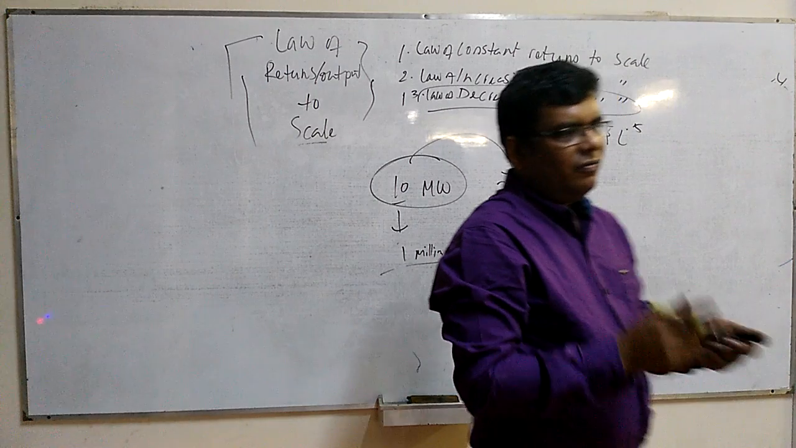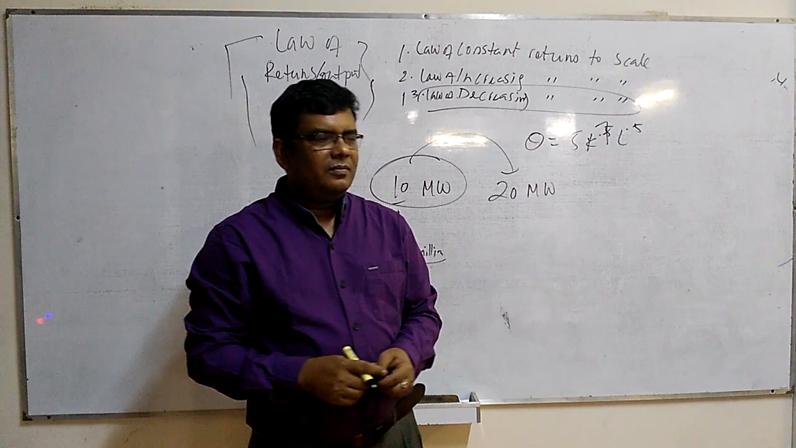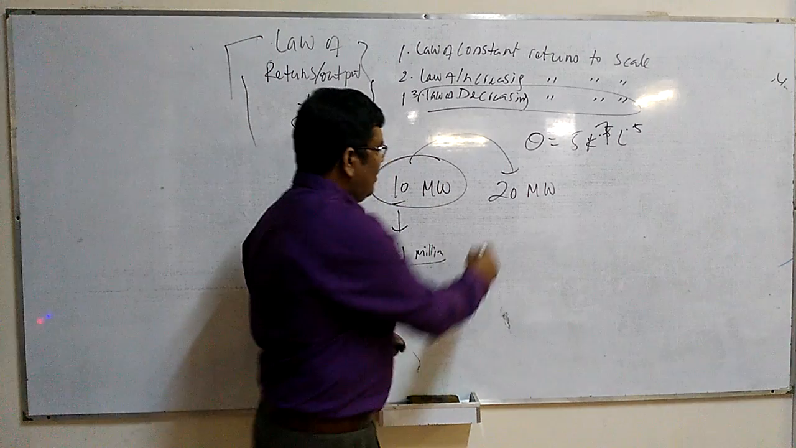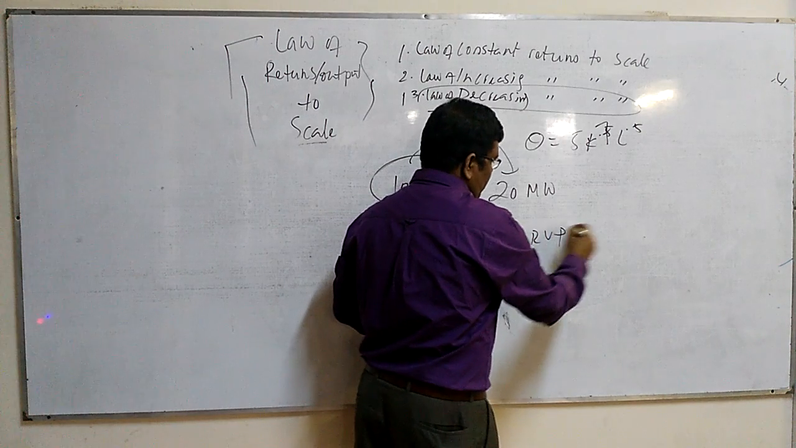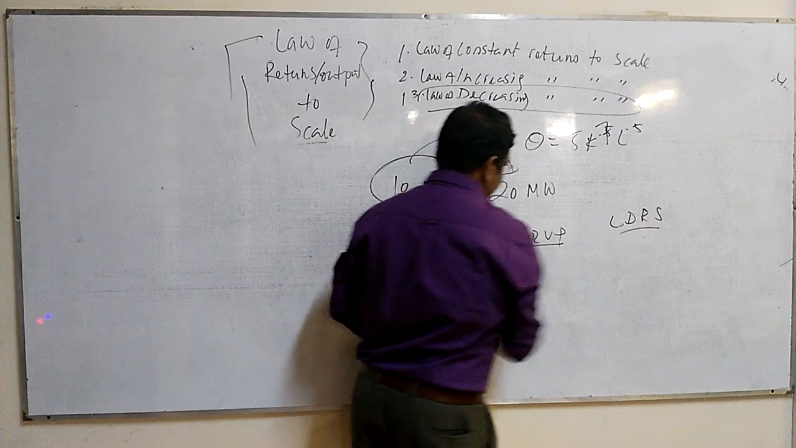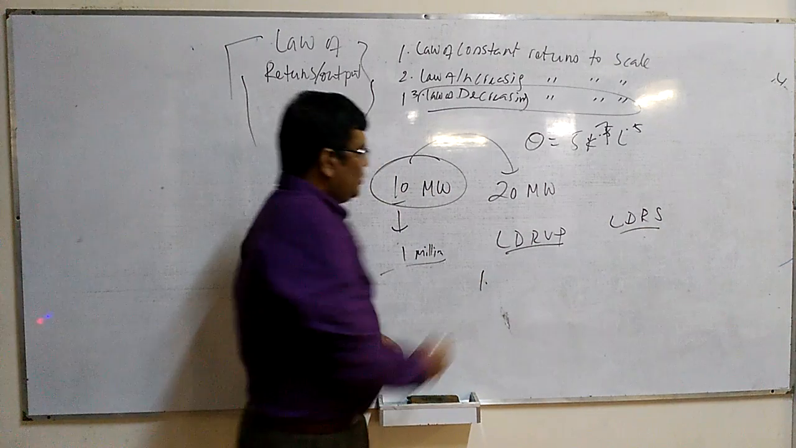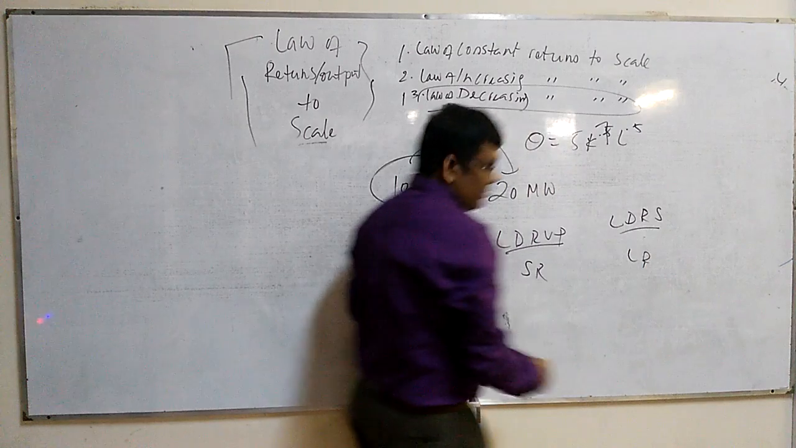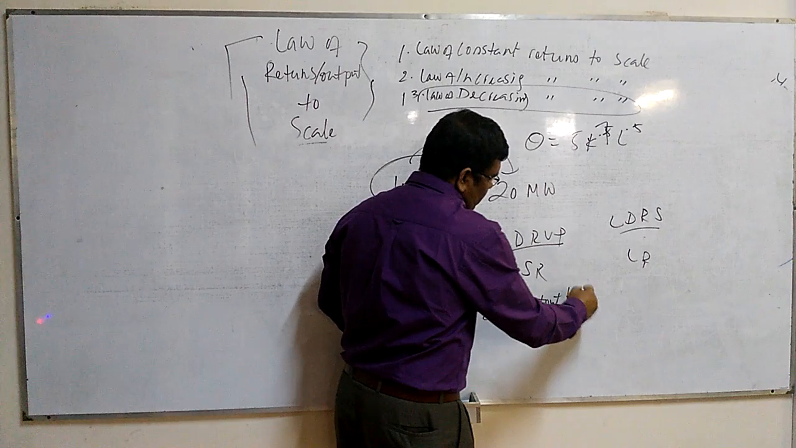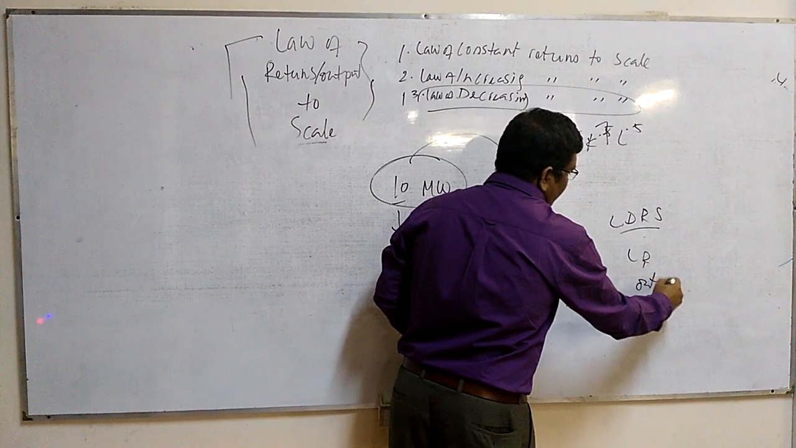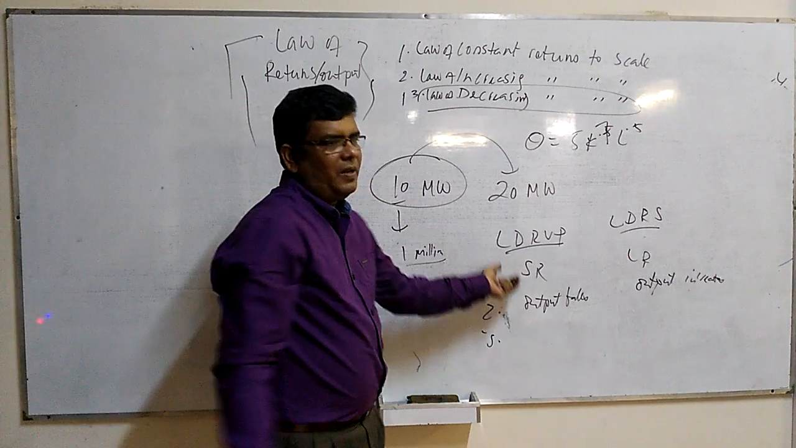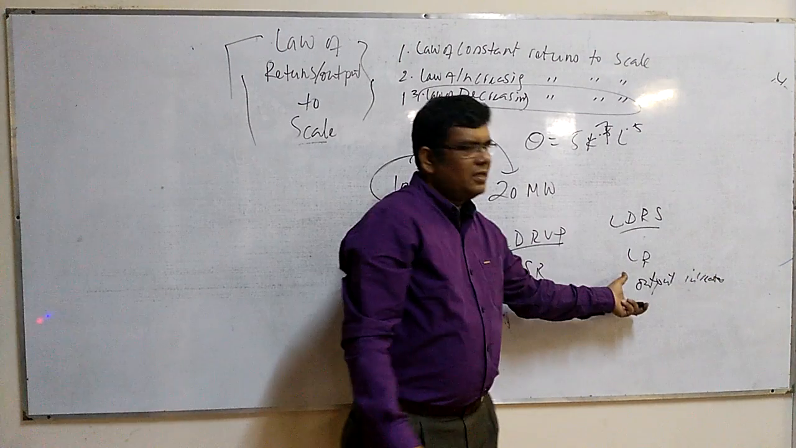The main thing is the fixation of the inputs. In the law of decreasing returns to variable proportion, at least one factor is fixed, so this is the short term. The law of decreasing returns to scale is the long term. In the first case, output will fall; here, output does not fall, it increases. You can explain it a little bit, but these are the basic differences.